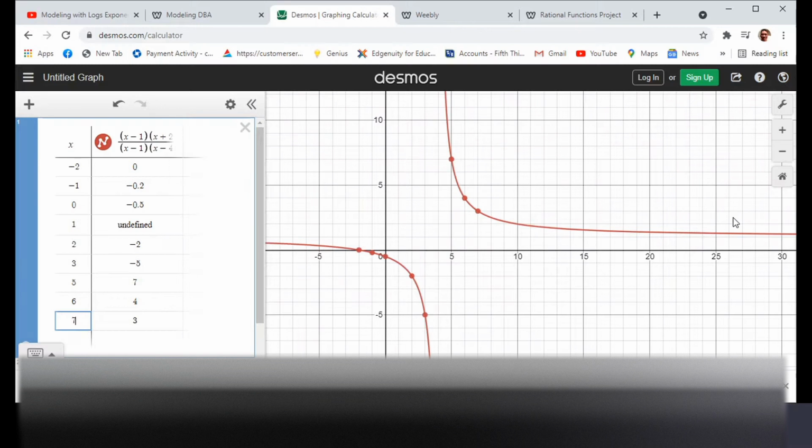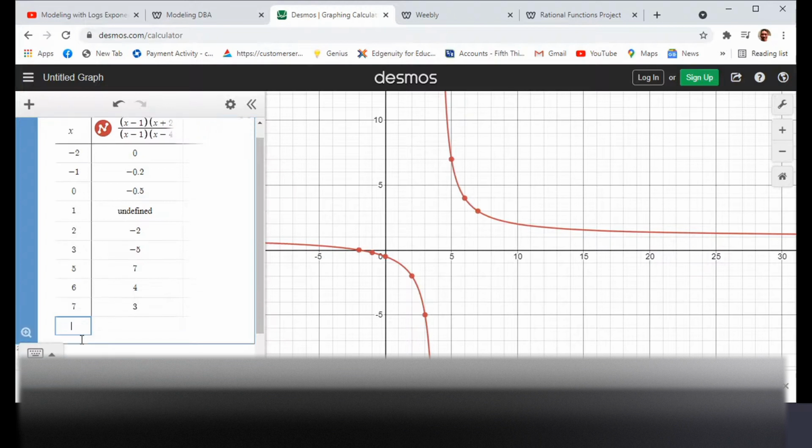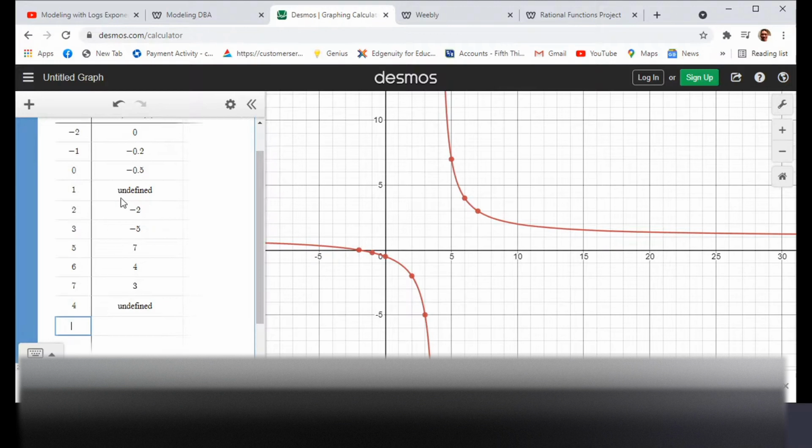Are you supposed to skip 4? Oh, yes. There's something special about 4. Okay, you know what? Let's do that. Let's hit 4. We're going to see what happens here. Okay, undefined. And then one's a hole, one's a vertical asymptote. So we're going to see that happen.